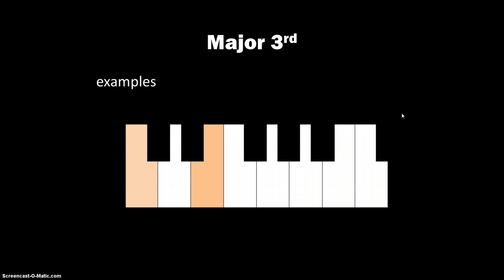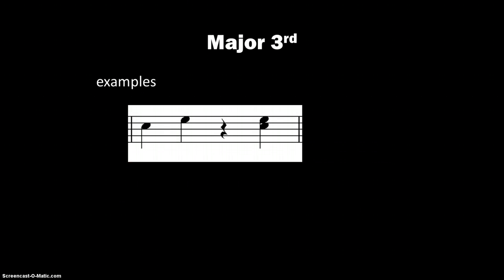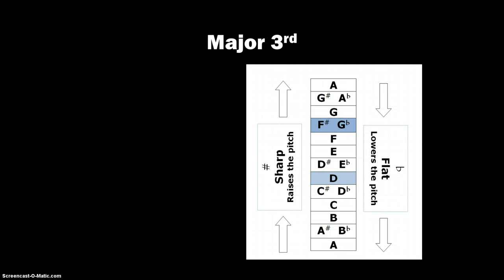A little bit cheerier than the minor third. Just for comparison, let me play you a minor third starting on C. Here's the major third. They sound very similar, but if you're listening carefully, you will hear that difference. Looking on the music staff, we have third space C up to E natural.